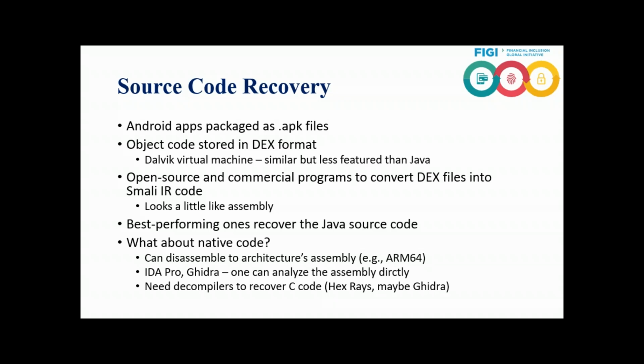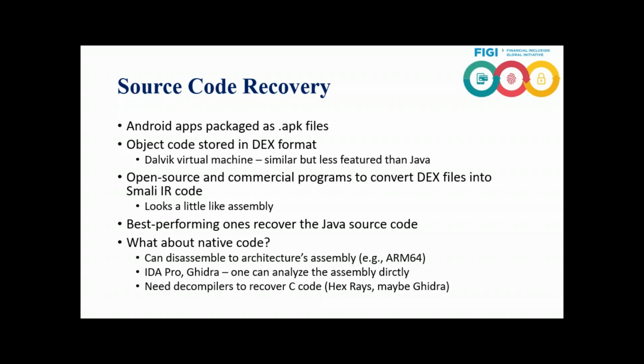So you have open source and commercially available programs to convert these application files into an intermediate representation, and the best performing ones of these will actually recover the original Java source code. Like I said, sometimes for issues of performance, some of your applications might be using native code that is designed to run directly on the mobile platform as C code, as opposed to Java. And there are decompilers and disassemblers out there that can be used.